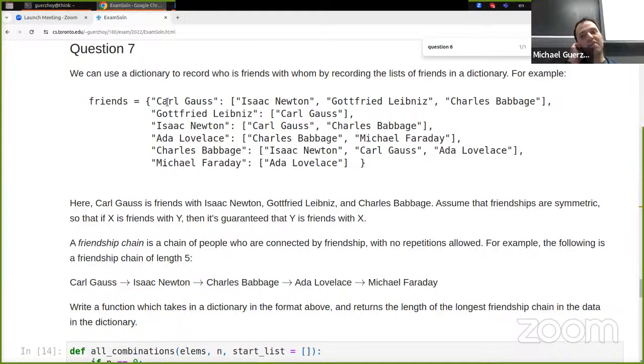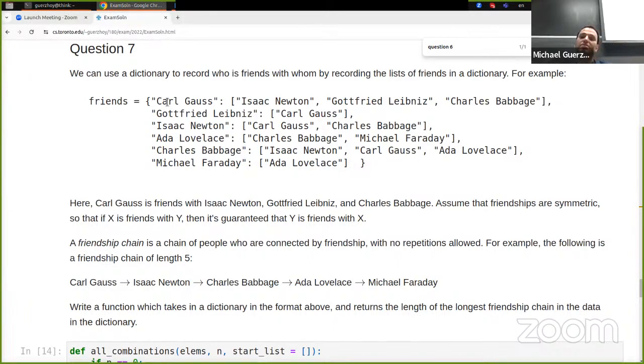But if you want to think about it, I don't recommend thinking about it today. I think the easiest approach is looking at how to generate all possible strings of a certain length with recursion, and we'll do it in 190. And then out of that, generate all the possible chains of friends and just check: is that an actual chain? Is that an actual chain? And then see which one is the longest. That's the official solution.